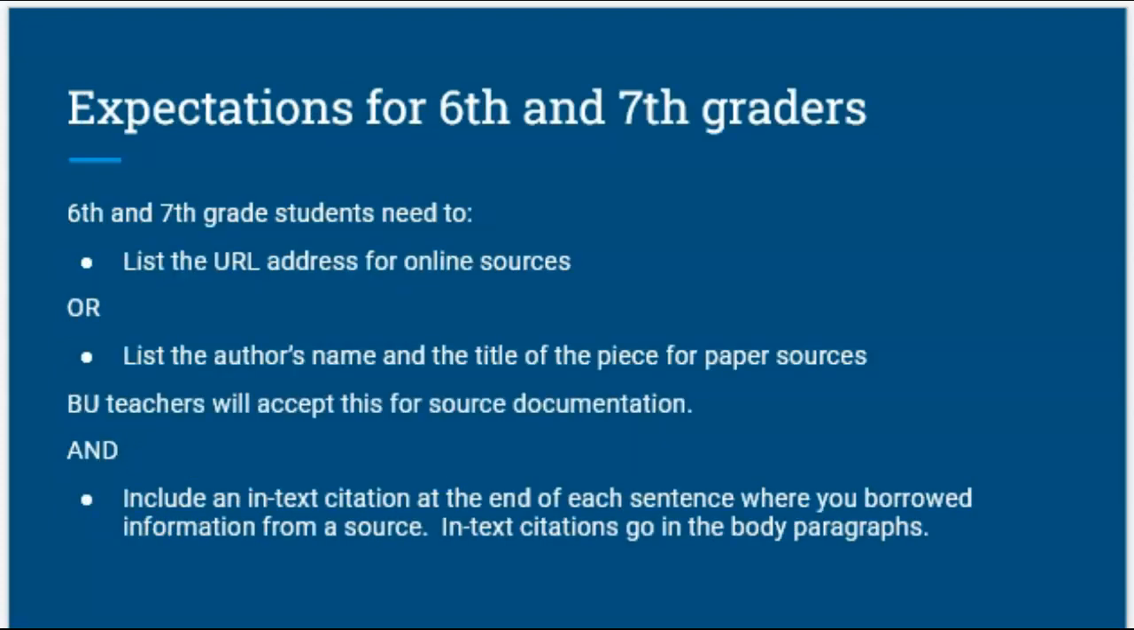All right, let's look at overall expectations. 6th and 7th grade students need to list the URL address for online sources, or list the author's name and the title of the piece for paper sources. BU teachers will accept this for source documentation. And make sure that you always include an in-text citation at the end of each sentence where you borrowed information from a source. In-text citations typically go in your body paragraphs.